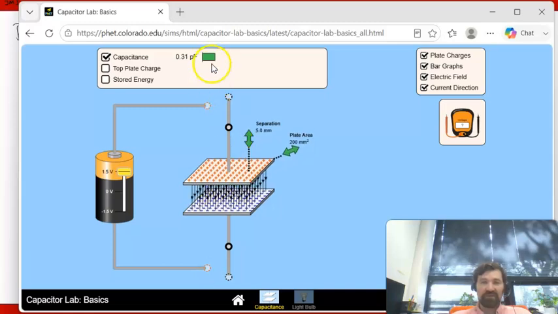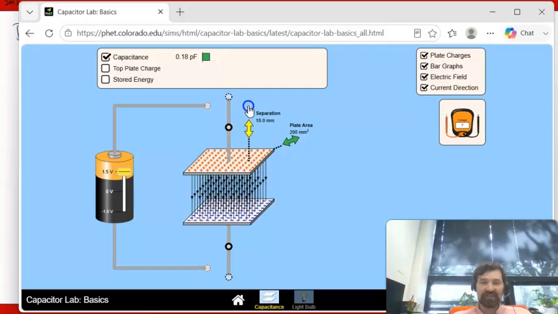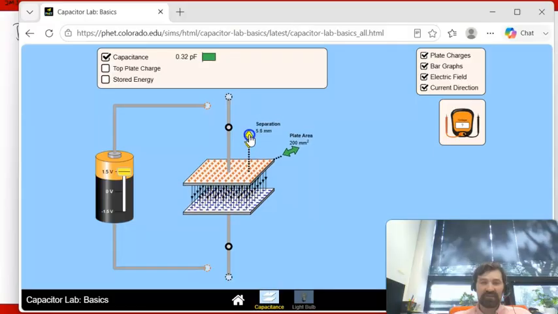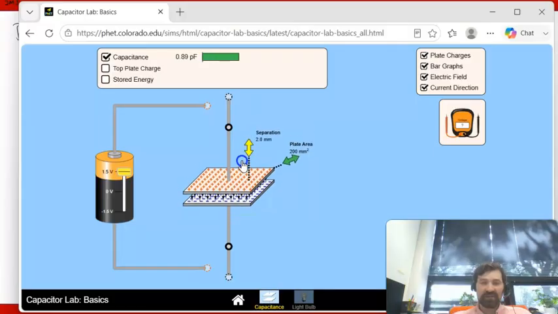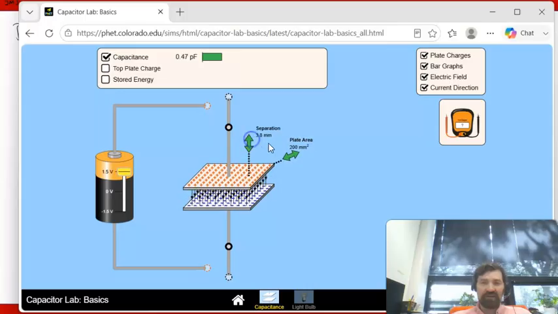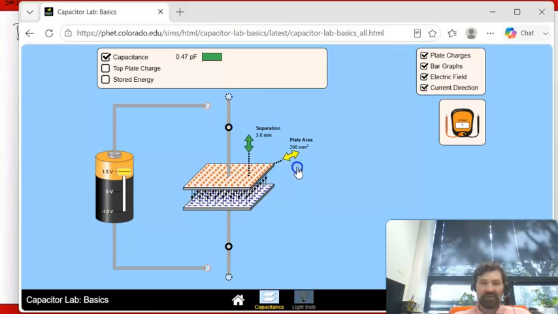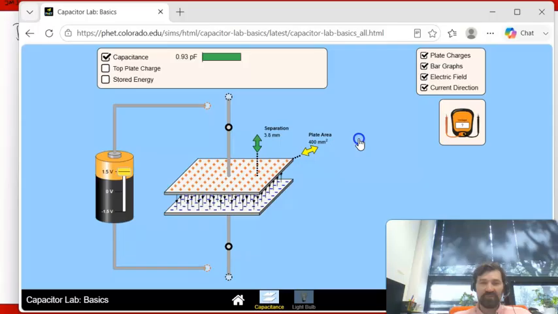You see the little green bar graph at the top is telling us what the capacitance is in picofarads. And we see that the closer together they get, the larger this capacitance ends up getting. And this simulation also allows us to change the plate area, so we can make it smaller and then we get a lower capacitance. We can make it larger and we get a larger capacitance.